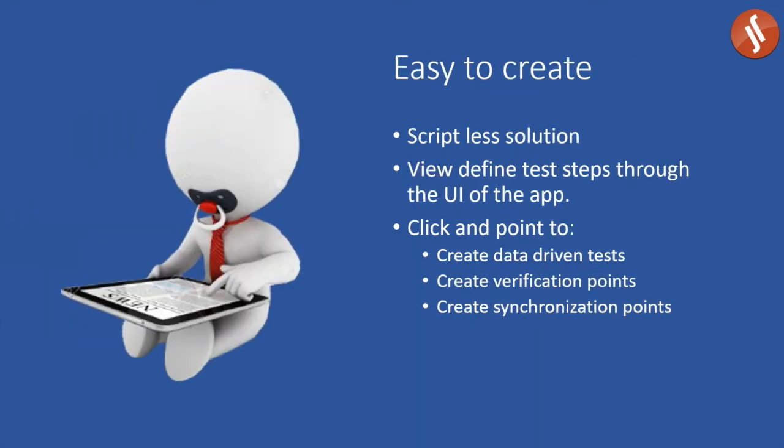The tool Jamo Automator is used for automation through the user interface of the app under test. No script is used to automate the test cases. Since the tool tests through the user interface, that user interface is used to define the test steps. Indeed, each test step displays how the user interface looks like before executing the step. Modifying the test case is easily done by guided click and point operations. The automation engineer creates data-driven test cases, verification points, and synchronization points by just annotating the user interface of the app under test.